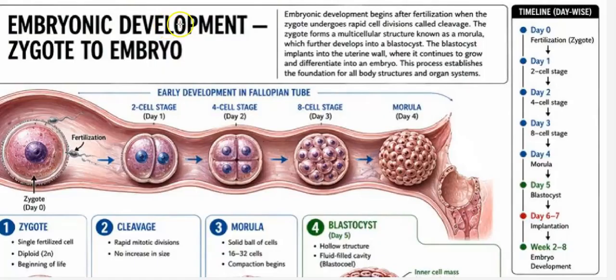So we're going to talk about embryonic development from zygote to embryo, and we're going to talk about zygotic genome activation. Basically, embryonic development begins after fertilization when the zygote undergoes rapid cell division called cleavage, right? The zygote forms a multicellular structure known as the morula, which further develops into a blastocyst. The blastocyst implants into the uterine wall, where it continues to grow and differentiate into an embryo. This process establishes the foundation for all body structures and organ systems.